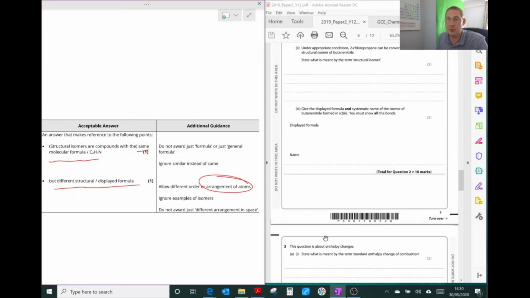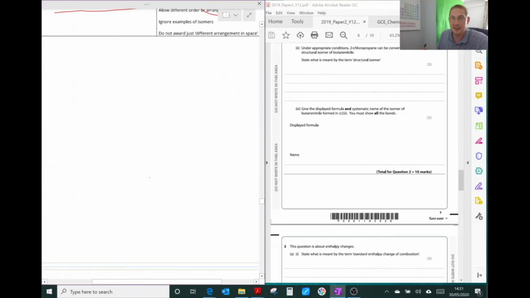Give the displayed formula and the systematic name of the isomer of butanenitrile formed in C2. You must show all the bonds. Okay, so we've got chlorine here, and if I'm showing all the bonds, I've got to show all of the hydrogens.